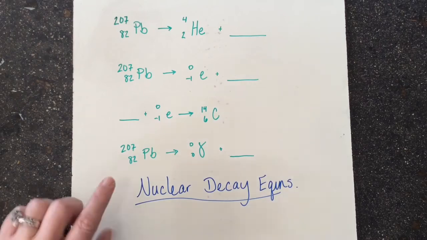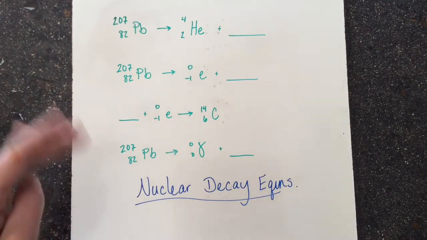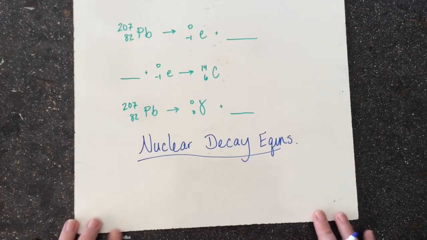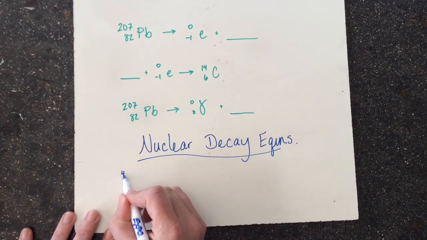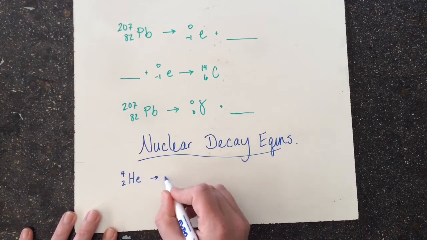In this video, we're going to talk about nuclear decay equations. I have some examples of each kind, and we're going to go through how to do all of those. But I wanted to start with making sure you know the symbols for nuclear decay. First of all, there's one symbol that looks like this. It's 4 2 He. This is known as the alpha particle.